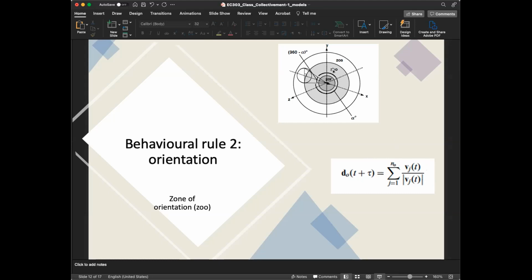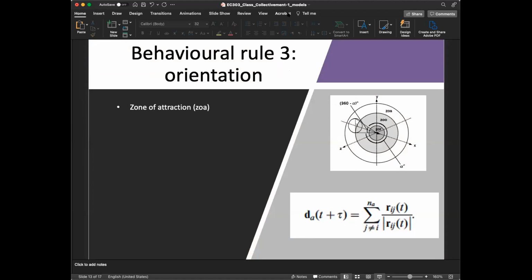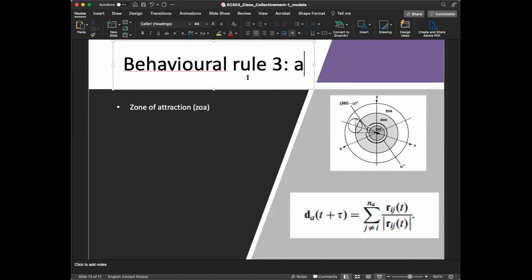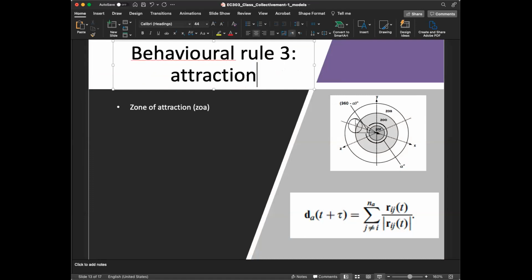Okay, this is basically the same as what Vicsek was doing. The difference is that in Vicsek's model, the ZOR was equal to 0. There was no repulsion zone in the Vicsek model. That's the second behavioral rule, that of orientation. The first one was collision avoidance. And then this model also incorporates a third behavioral rule: attraction. This is ZOA, the zone of attraction.